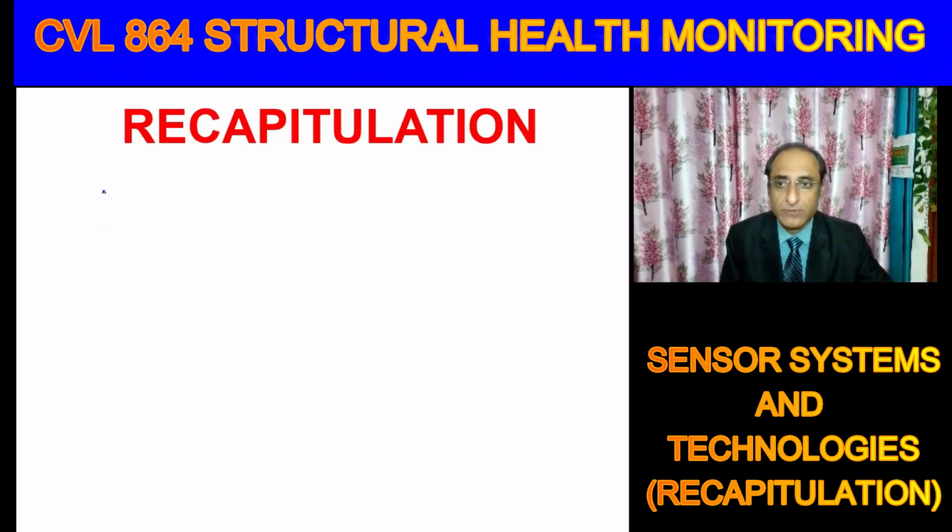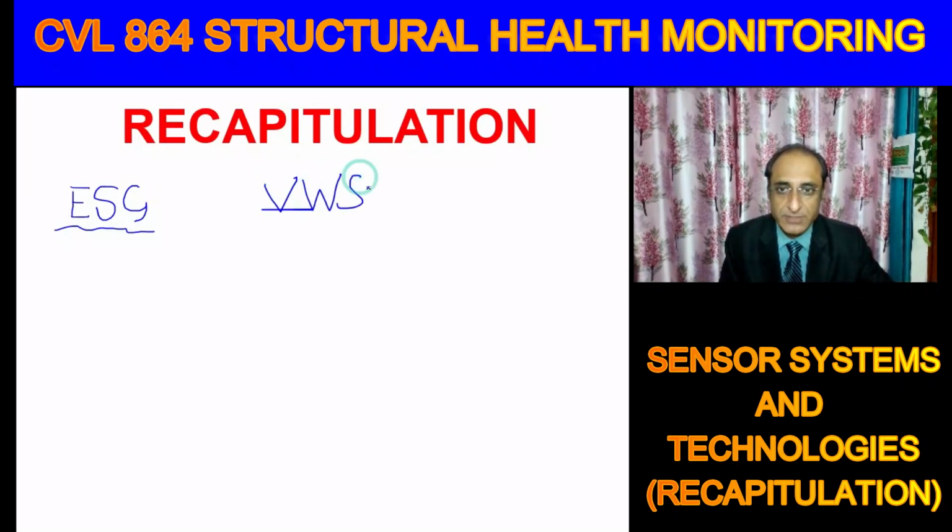So if you recall, in the previous lecture, we had studied different types of sensors. The first sensor was the electrical strain gauge, ESG in short, and the other was the vibrating wire strain gauge. Do you recall the principle of the electrical strain gauge? Both are basically static. They are used for static measurements, static strains.